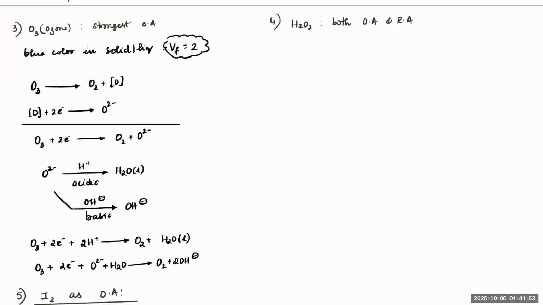But honestly, what you need to learn from here is that ozone, whether it is in acidic medium or basic medium, its valency factor is always 2. That's what is important from this topic, because here the questions are mostly about the valency factor.